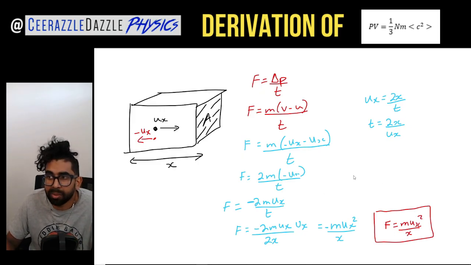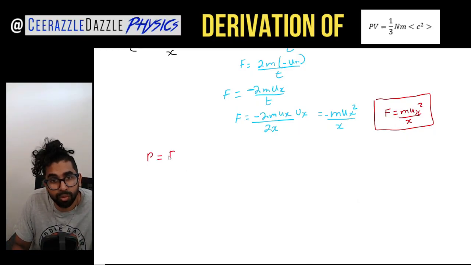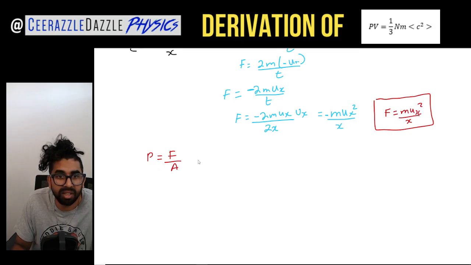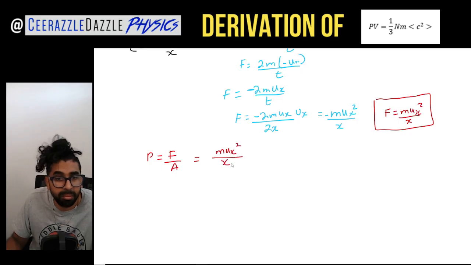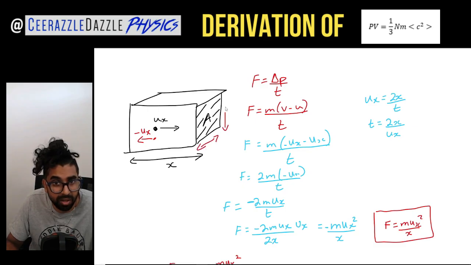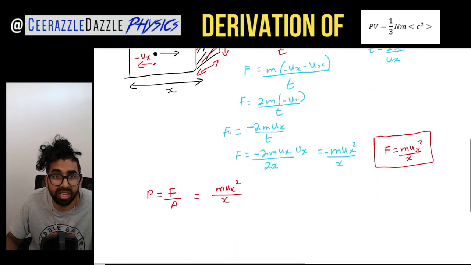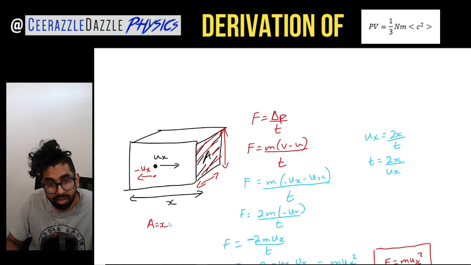Now from here, we're going to talk about the pressure. What would the pressure be? Hopefully you recognize that to work out the pressure, pressure is equal to force divided by the area. Right, what is the force? We've got the force over here. It's going to be mux squared divided by x. But the area, look carefully at this, the area will be this bit over here, the area of the wall. That's going to be x squared. So let's put that down, area is equal to x squared.